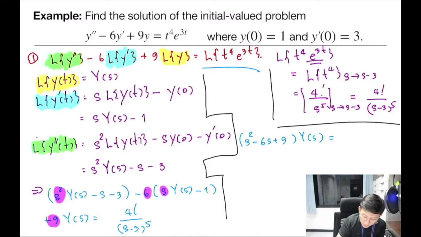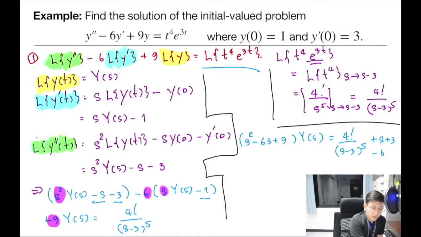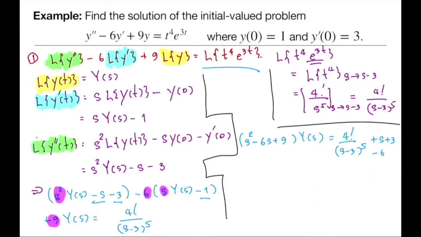So the right hand side will be 4 factorial divided by (s minus 3) to the 5. And then I would have plus s here, right? Plus s from here, plus 3 from this one, and then minus 6 from this one, and then that's it, right? And that would be 4 factorial divided by (s minus 3) to the 5 plus s minus 3.